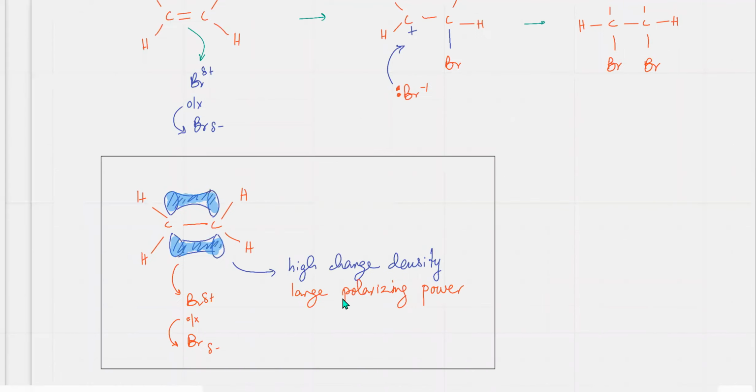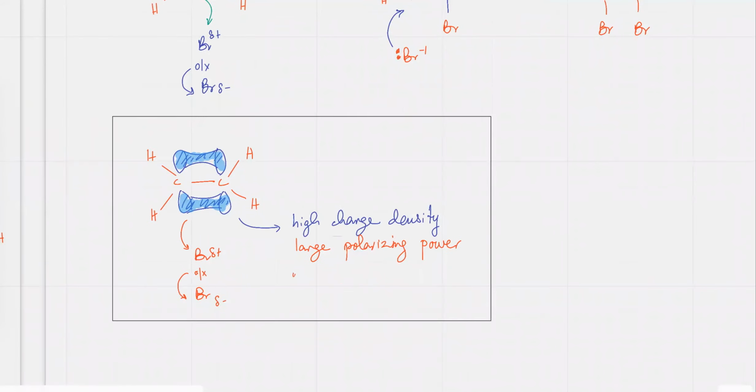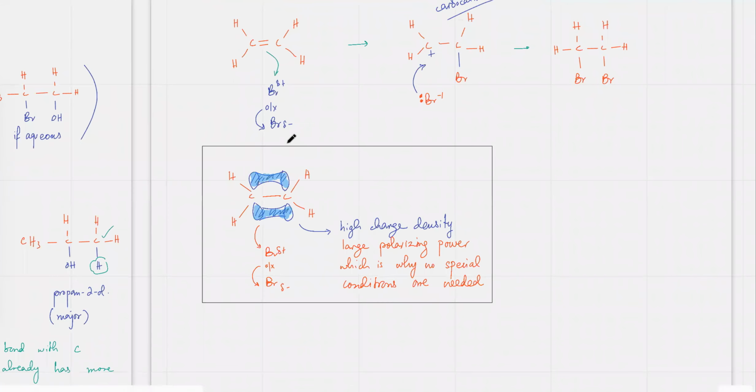Yeah. Okay, so which is why it's able to polarize the bromine molecule on its own. You don't need any special conditions for this. The reaction happens at room temperature. So which is why no special conditions are needed in this case. You don't need any catalyst, you don't need anything for bromination to happen.